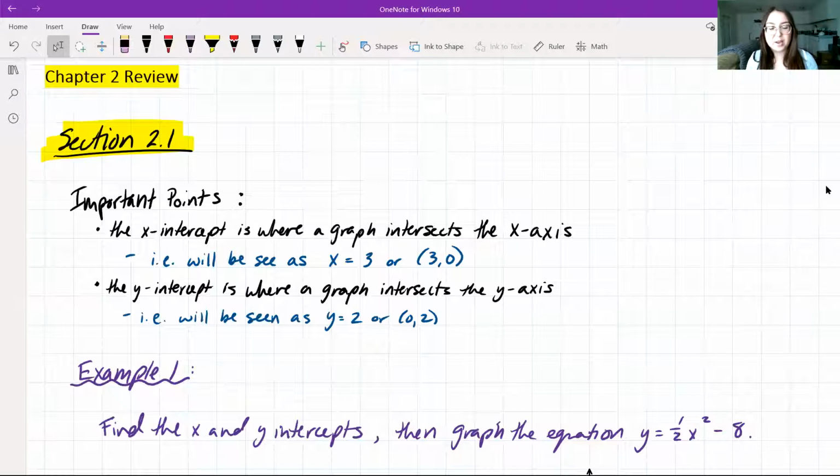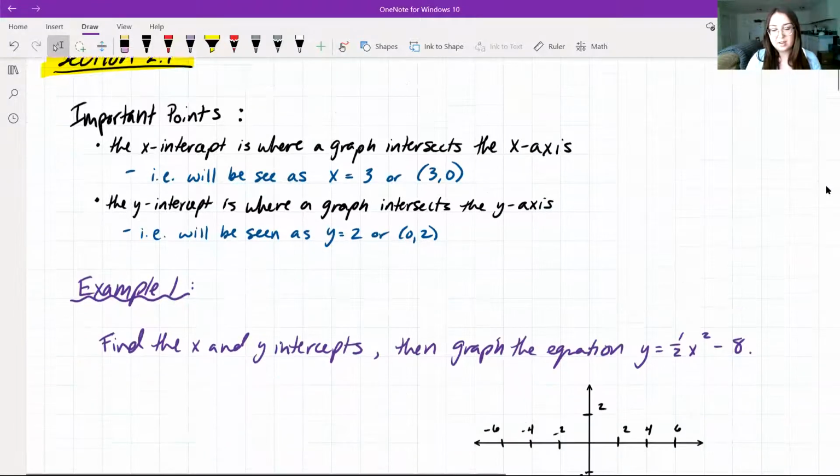Same thing goes for our y-intercept. So the y-intercept is where a graph intersects the y-axis. And so an example will be seen as y equals 2, or in other cases it will be (0, 2). But in the case that you see in MyMathLab, it says x or y is equal and then this box, you just fill in whatever number it is. You don't have to write (3, 0) or (0, 3) or anything along those lines. You just need to write the actual number.